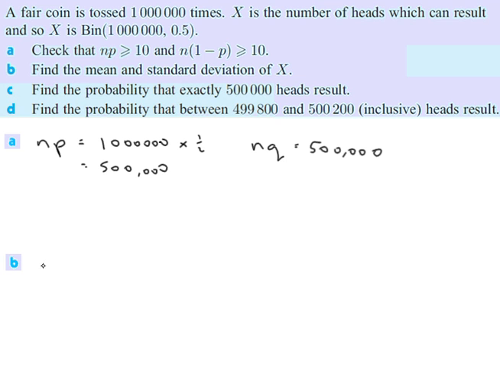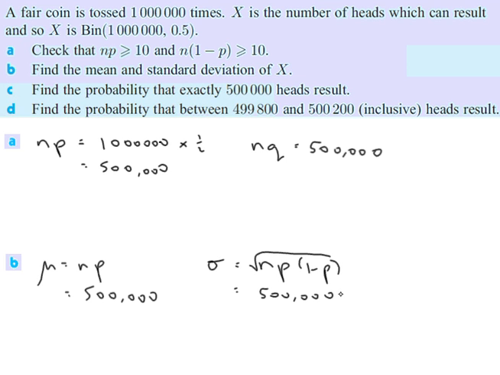Part B, working out the mean. So the mean is equal to n times p, which we know is 500,000. And the deviation, our formula was the square root of n, p, and then 1 − p, or q. So np is equal to 500,000, and we multiply that by 1/2, and take the square root of that, which gives us an answer of 500.